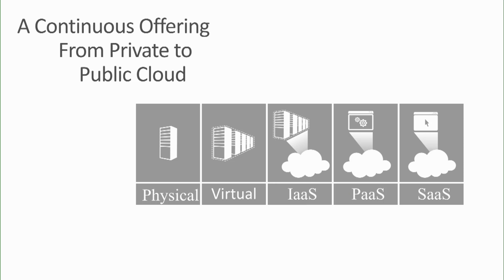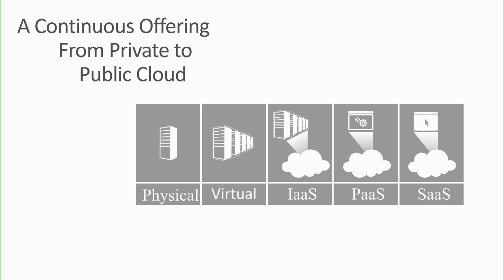Now, with platform as a service, you typically have to install and configure the software, but you don't have to worry about where the software is running. So for example, a web application running in Azure is an example of platform as a service. You install the web app, but you don't have to worry about the web server.